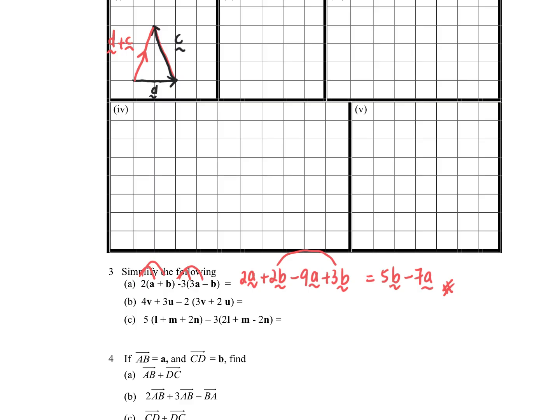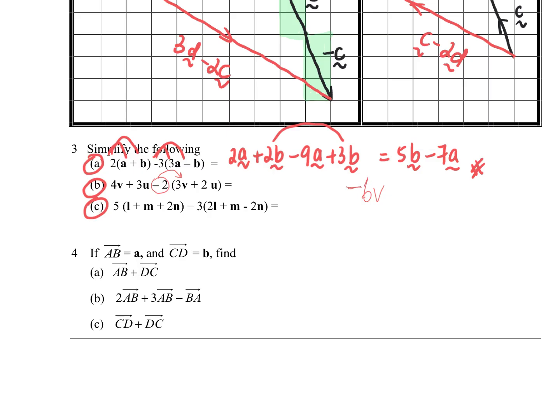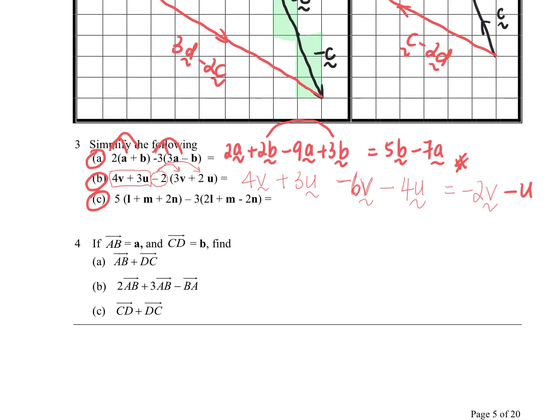So this one, I believe you can also go home and do. Okay, minus 2 times 2u is minus 4u. So remember to put the curly tail, and then I just copy this over. 4v plus 3u. So treat it as algebra. 4v minus 6v is minus 2v. 3u minus u is minus u. So this is just the answer. So the only difference between this and algebra is there's a curly tail.